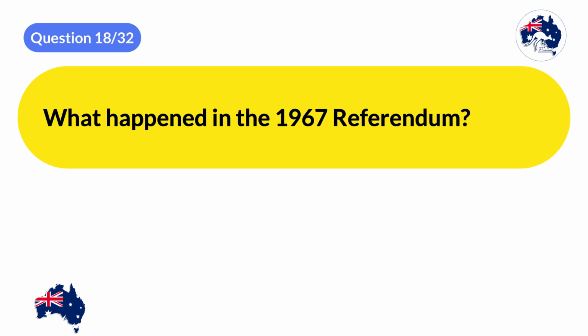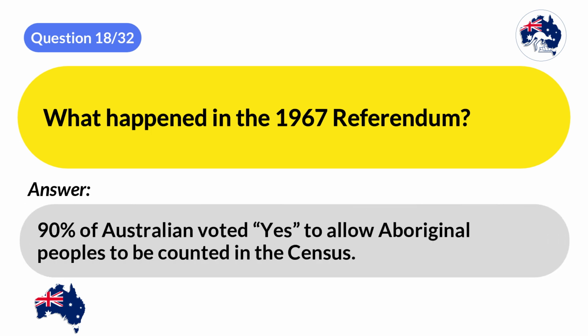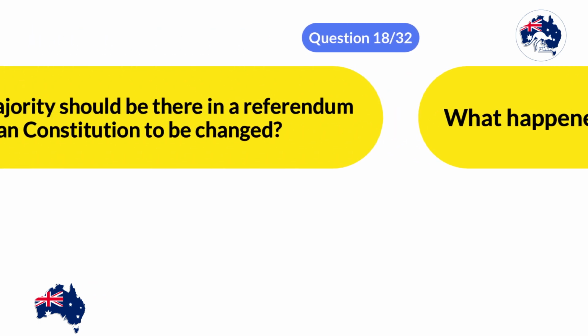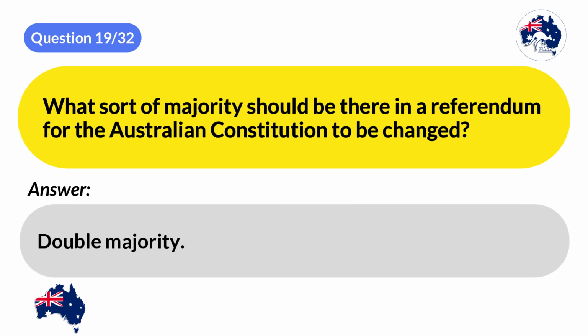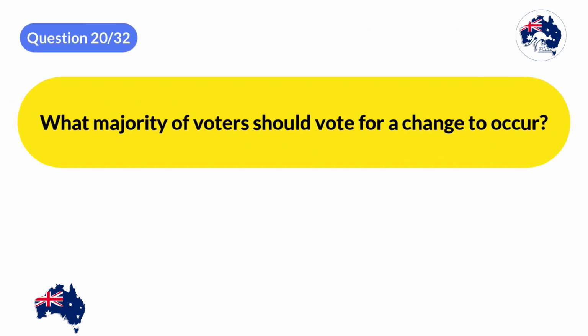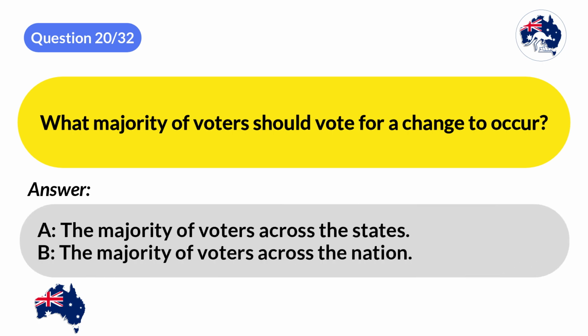What happened in the 1967 referendum? 90% of Australians voted yes to allow Aboriginal peoples to be counted in the census. What sort of majority should be there in a referendum for the Australian Constitution to be changed? Double majority. What majority of voters should vote for a change to occur? A. The majority of voters across the states. B. The majority of voters across the nation.